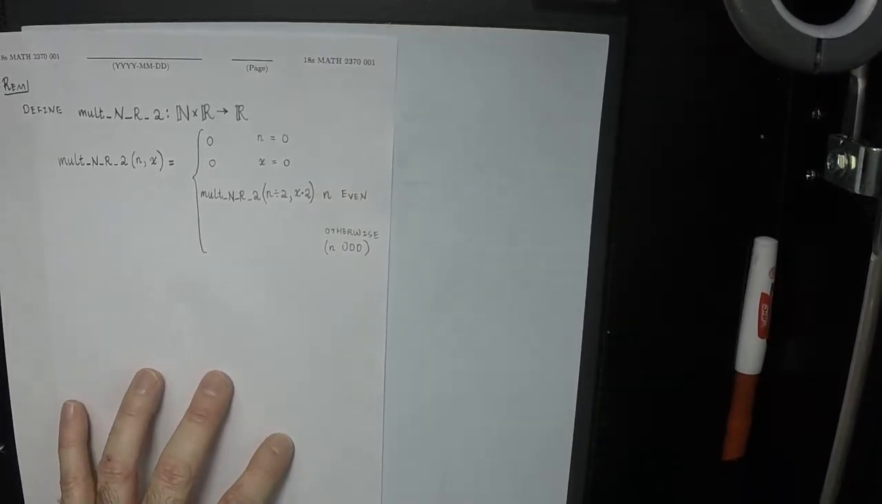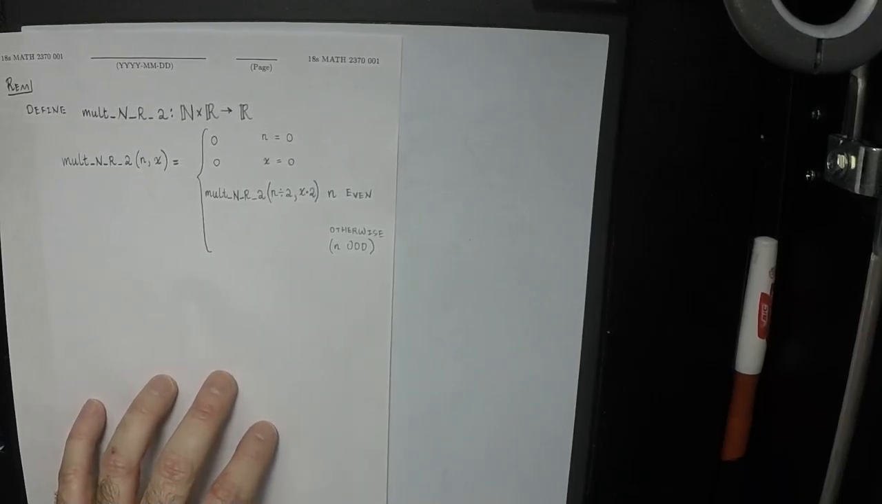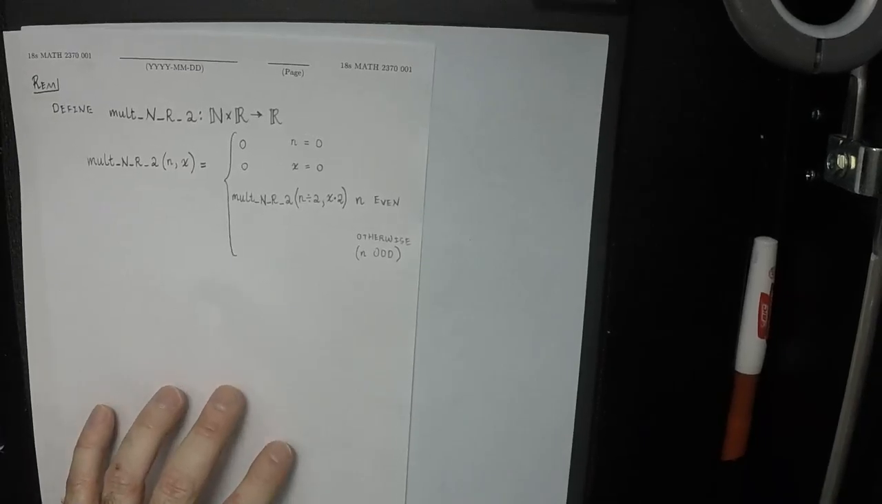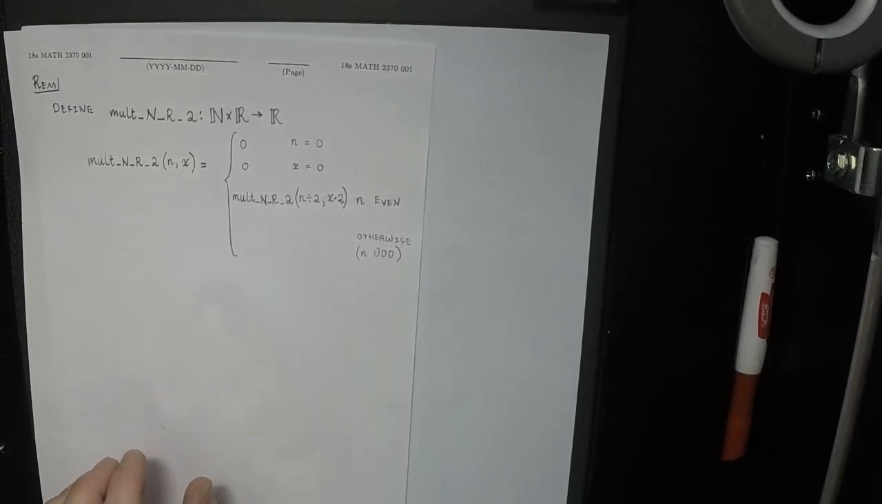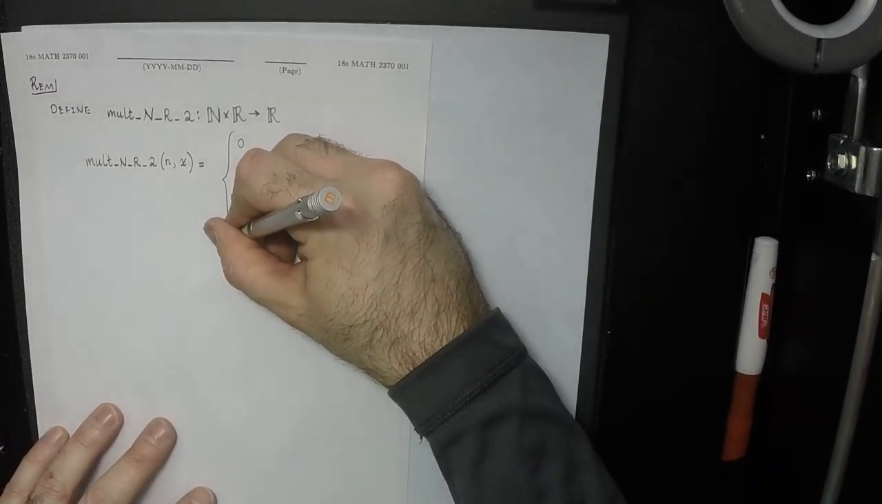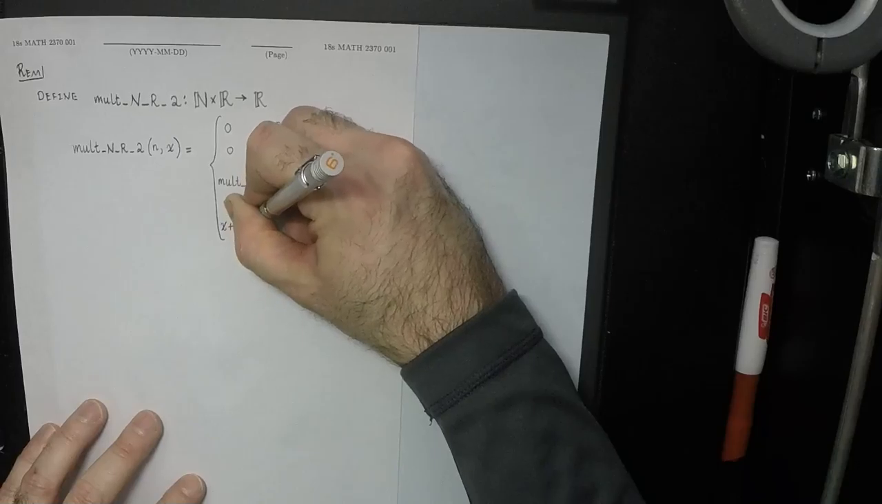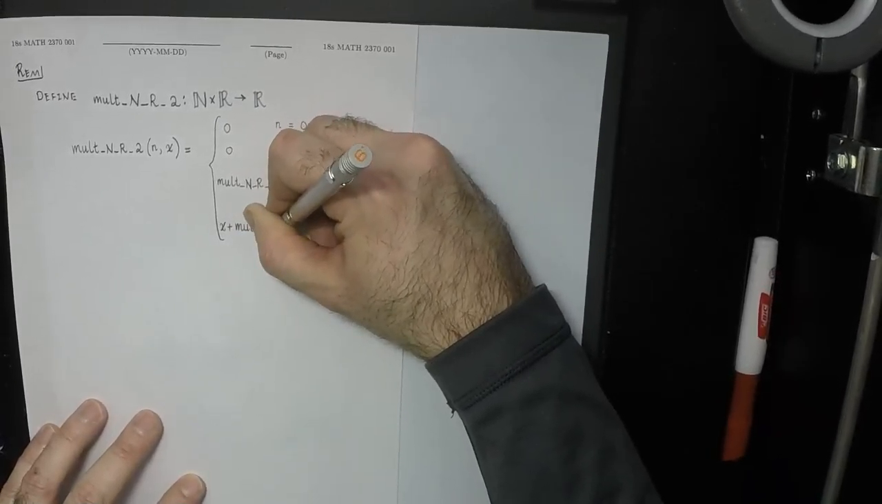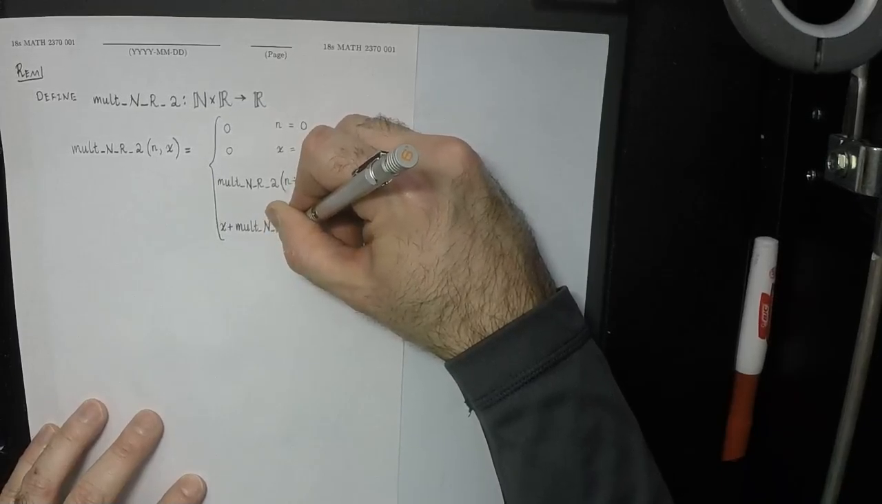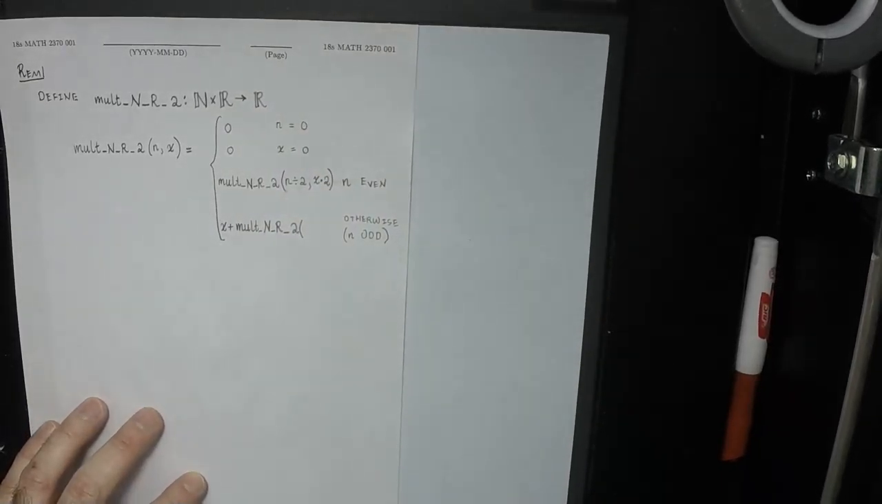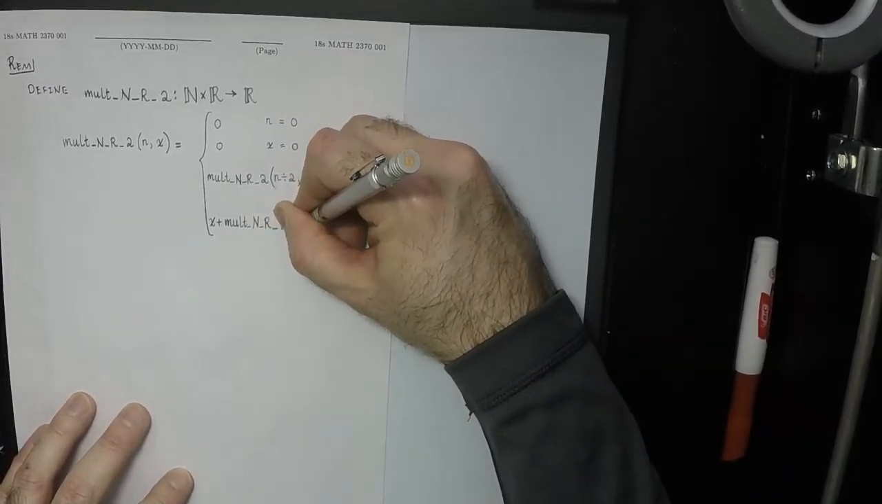What are we going to do? We're going to do the regular mult. We're just going to take one x away, because after all, if you were multiplying by 17, well, you can't do the even thing. But if you just take out one x, then what's the new multiplier? 16, which will be even. So we'll say that this is x plus mult_n_r_2. And then what will the new arguments be? N minus 1, and just x.